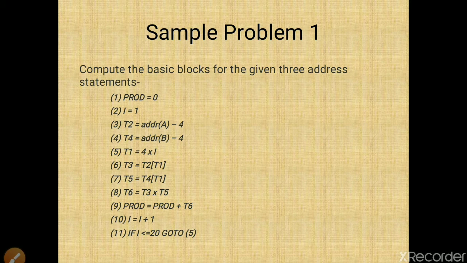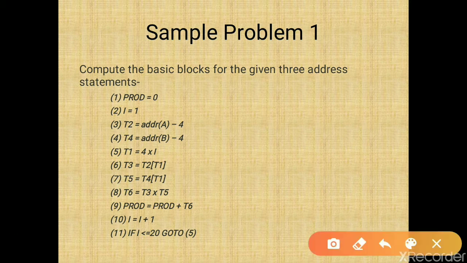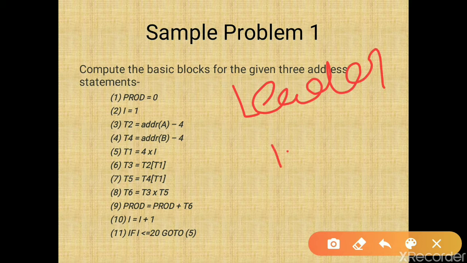Now you can see an example. Consider this set of code. Here you can see 11 lines of code. In that, prod equal to 0, i equal to 1, t2, t4, some set of conditions are given. Now the first thing that we are going to do is find the leaders. What are the conditions for a leader? The first statement will always be a leader. So the statement prod equal to 0 is a leader.